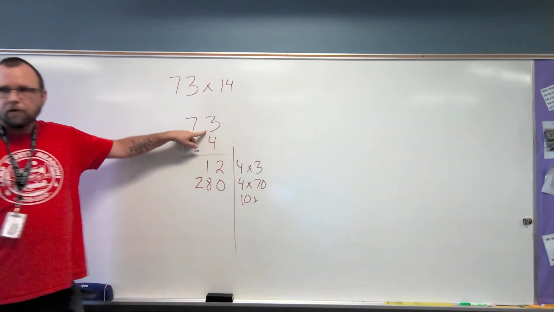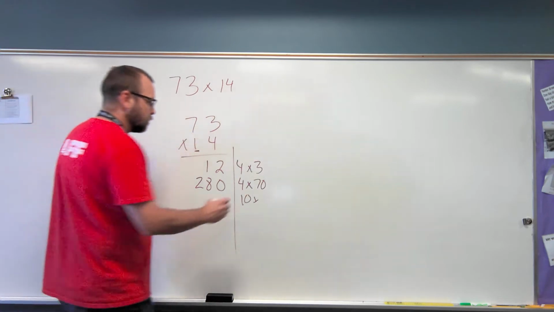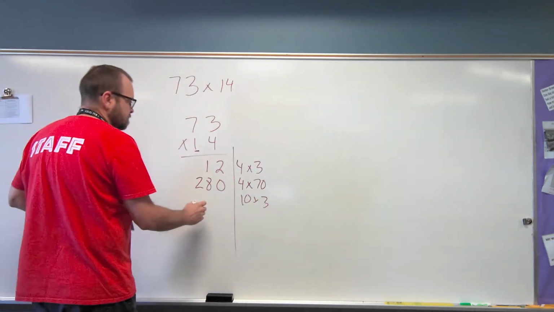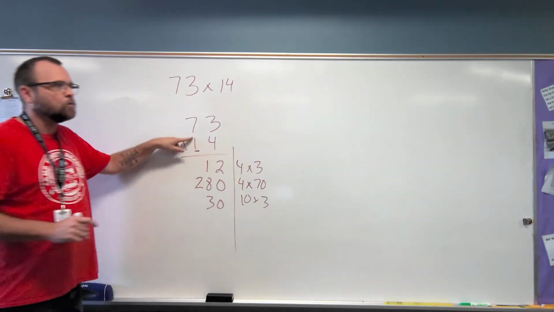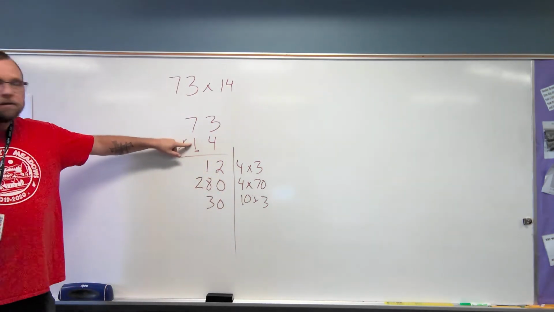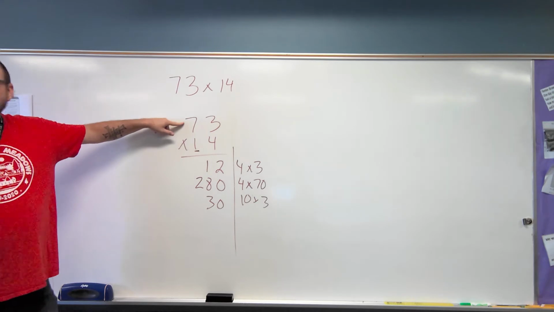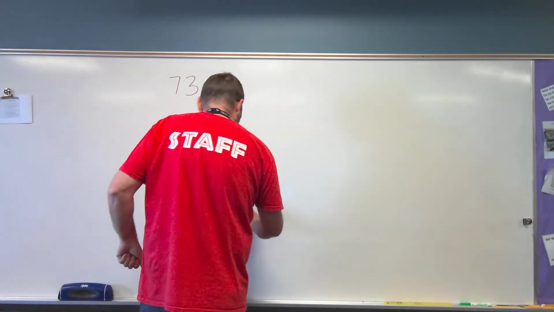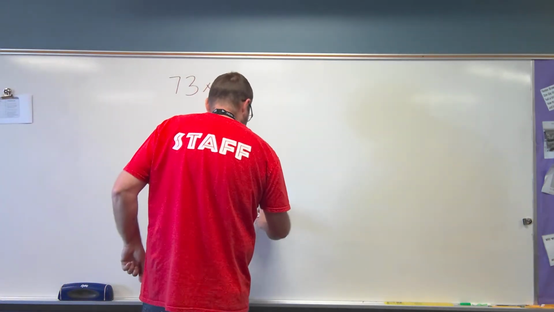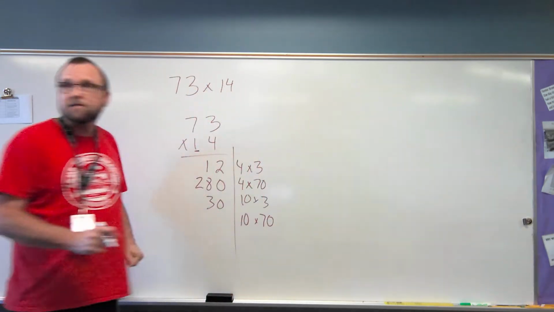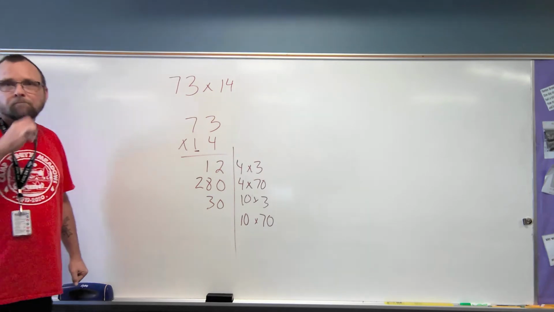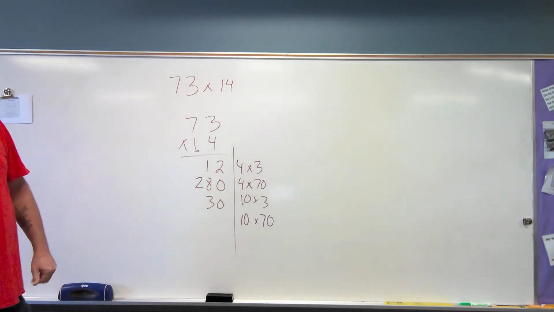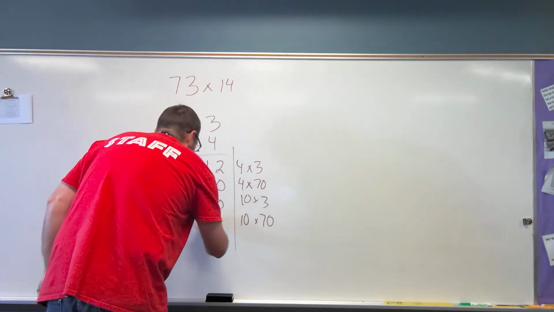times, what place value is the 3 in? 1. So it's 3 ones. 10 times 3, which is? 30. And what place value is this 1? 10. And what place value is the 7? 10. So I'm going to have 10 times 70. And what is 10 times 70? Lily? 700. Yes.